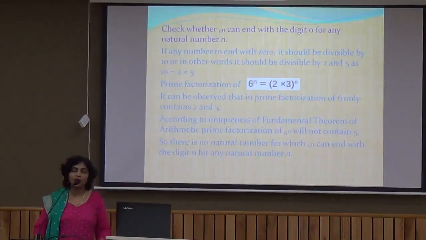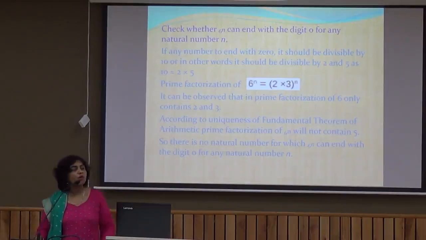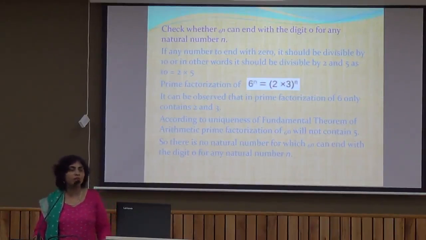But if we see our number 6 raised to power n, its prime factors are 2 into 3 raised to power n, or 2 raised to power n into 3 raised to power n. Prime factors of 6 are only 2 and 3. We do not have 5 as a prime factor. And by the fundamental theorem, we cannot have any other prime factors of 6. So 6 raised to power n cannot end with 0 in any case. You may take any natural number n, but 6 raised to power n will never end with 0.